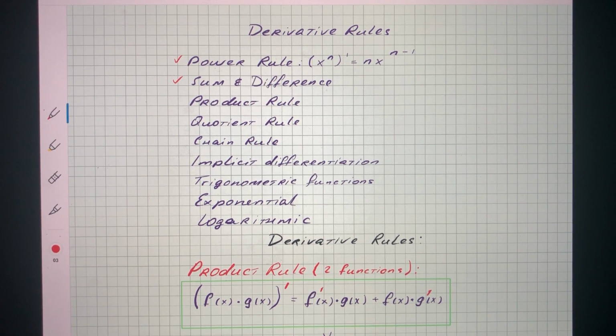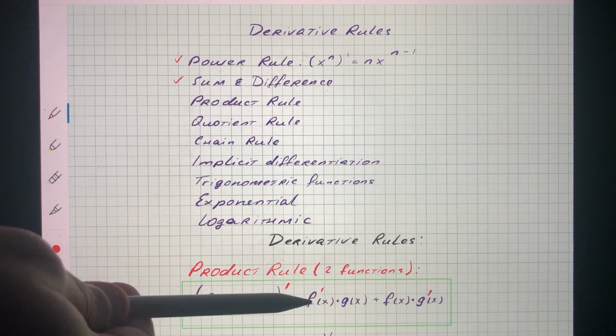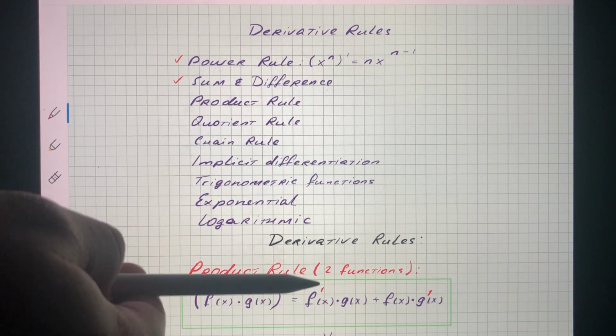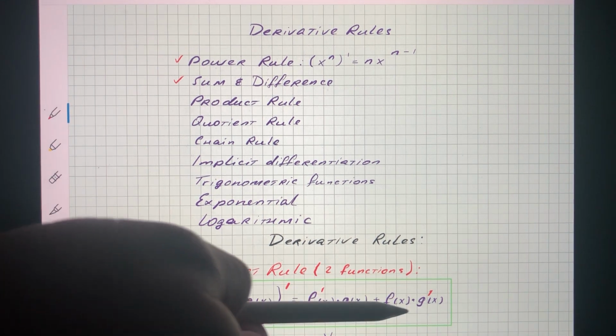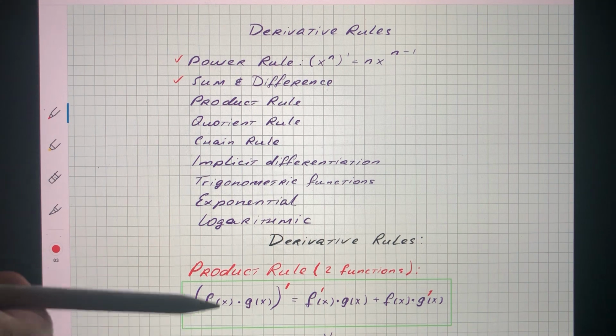So when we multiply two functions, we take a derivative of each one separately. So we have the product and then we take a derivative of the first function but not the second. Then we add, keep the first function and take a derivative of the second only. So here is an example.